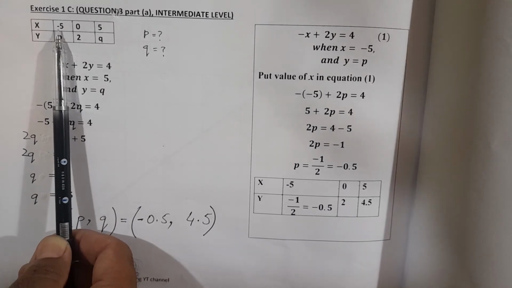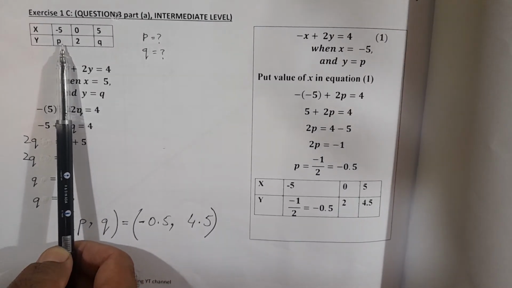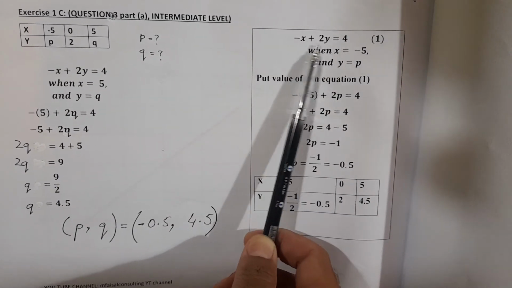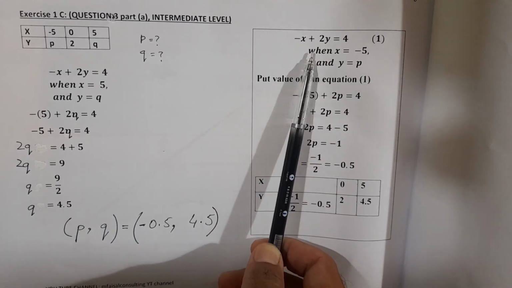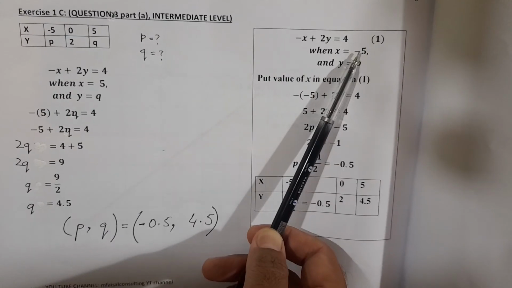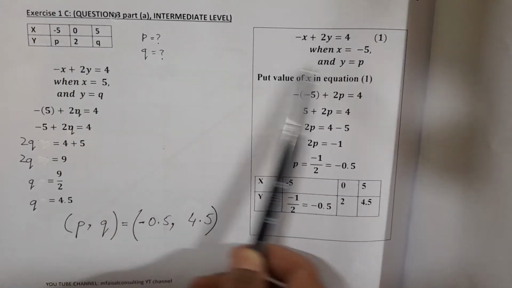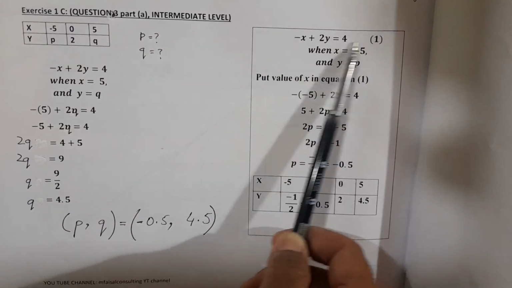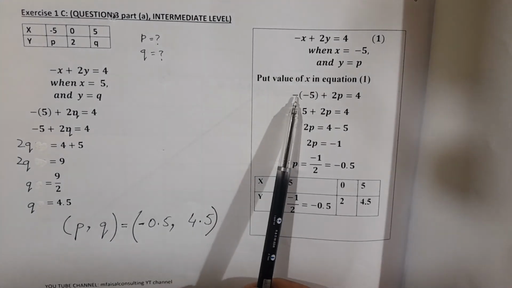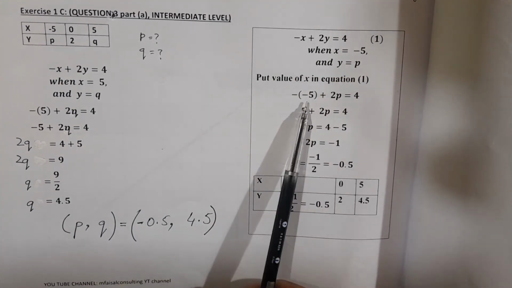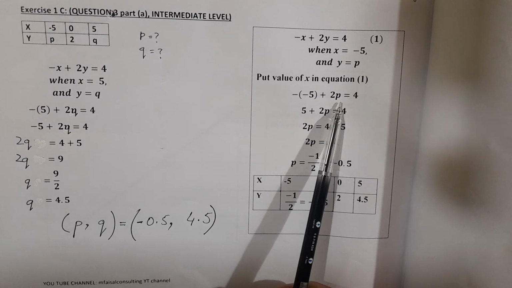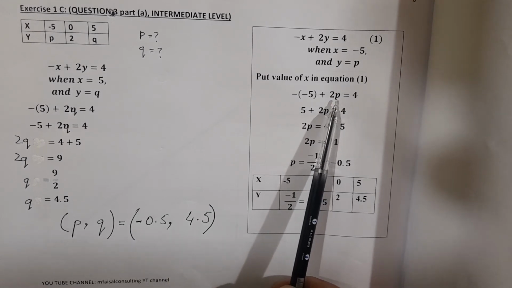From the table, it is clear that when x is equal to minus 5, y is equal to p. We know the equation minus x plus 2y is equal to 4. This is the equation of the graph. Now in this equation, we will put the values. X was minus 5, so minus x must become plus 5, plus 2y. Y is p, so instead of writing y, we will write p.